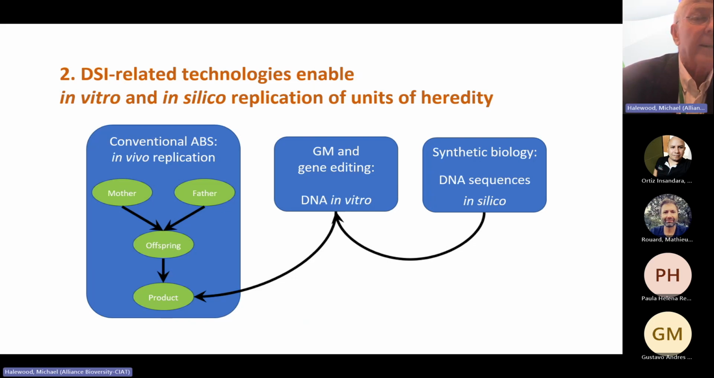I'm not particularly concerned about this, as long as you don't say the convention and the treaty disregard information, because neither of those instruments defines units of heredity, nor do they define or restrict how units of heredity can be replicated. And so there's no reason why this in vitro and in silico replication of units of heredity shouldn't be included in your ABS regime. So it seems quite rational to extend ABS concepts to include the GM and gene editing and synthetic biology.